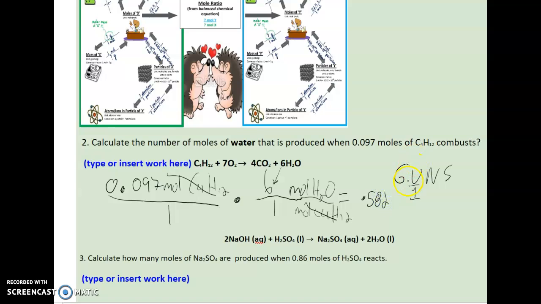0.582, and the unit I have, the only unit left that wasn't crossed out, is this, mole of H2O. Here's my final answer, is 0.582 moles of H2O. So what this is saying is that when I have this many moles of C4H12, I can produce, because it's on my product side, I can make this many moles. So that's what this is saying.